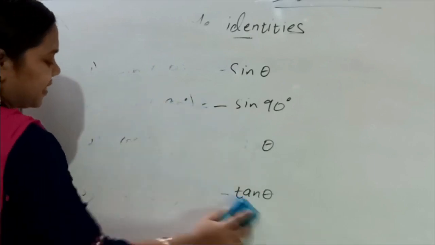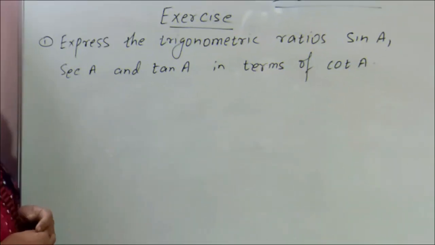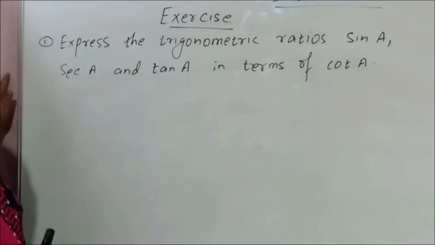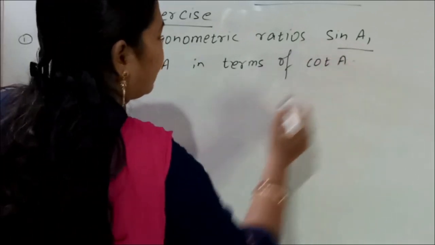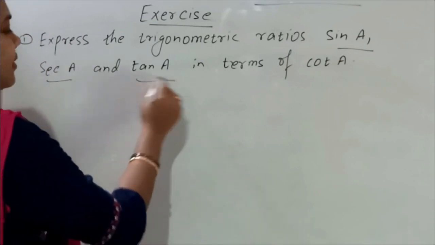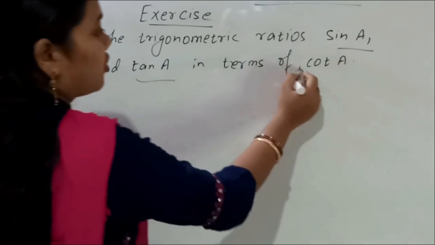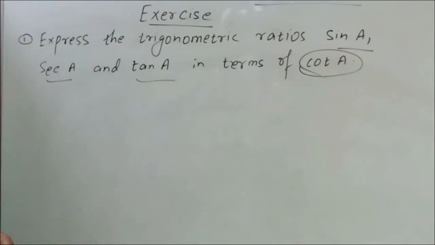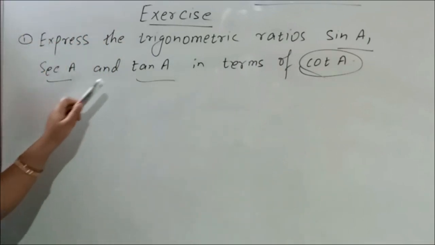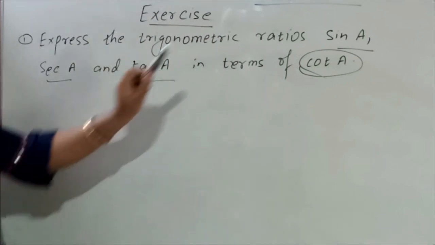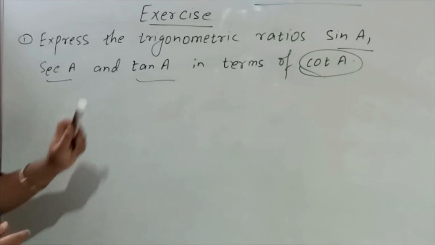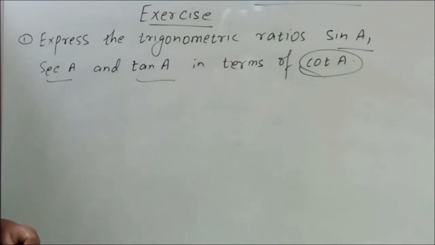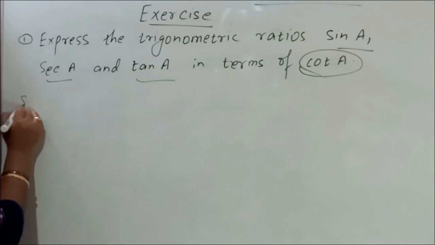Now we'll start the exercise. So see the children, next question. The first question of the exercise is express the trigonometric ratios sin A, sec A and tan A in terms of cot A. Clear? Question is, you have to express these three trigonometric ratios, sin A, sec A and tan A, in terms of cot A. Let's solve this.